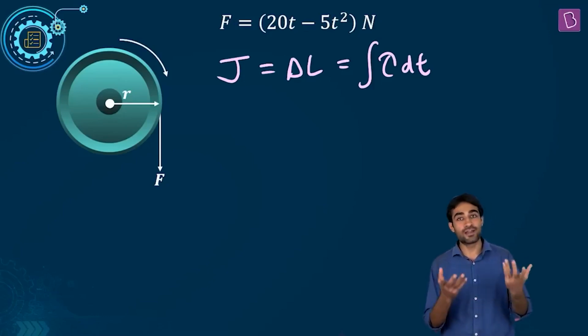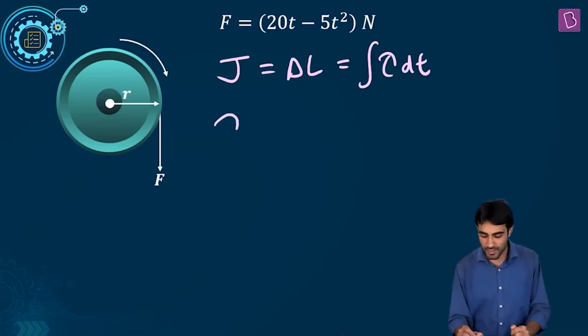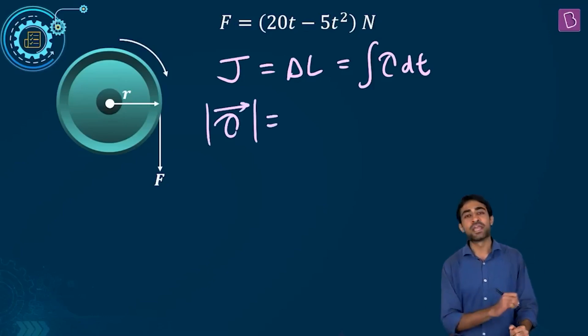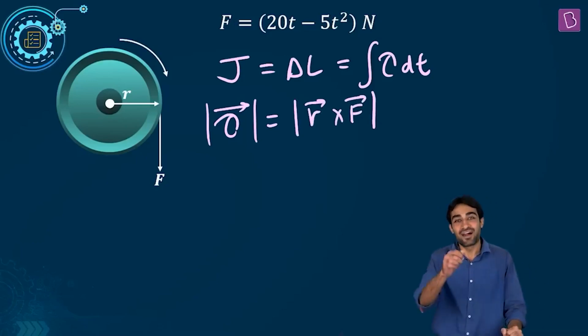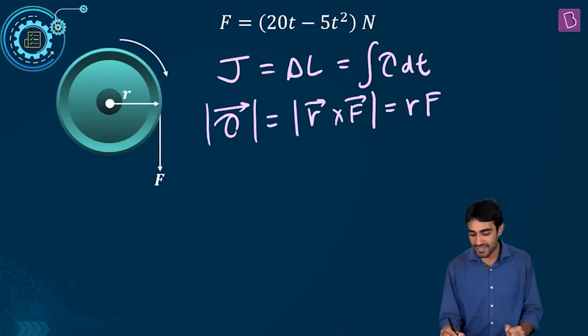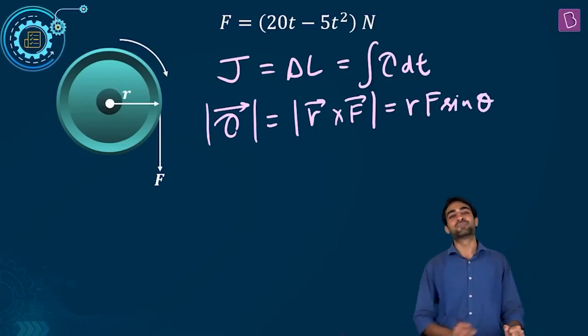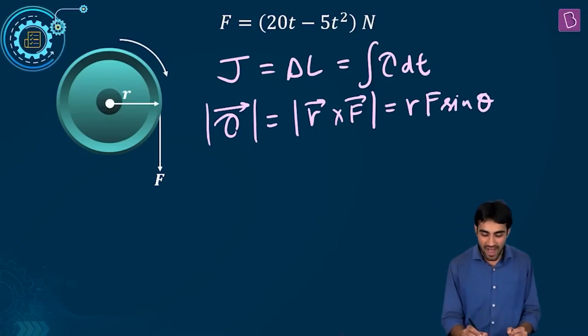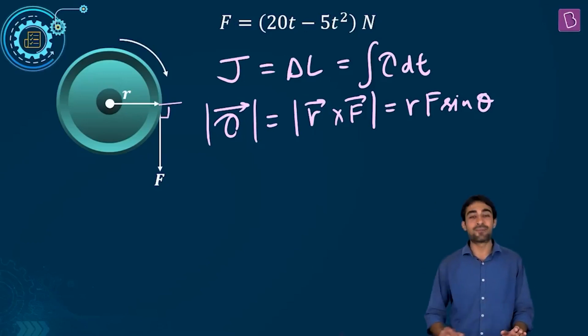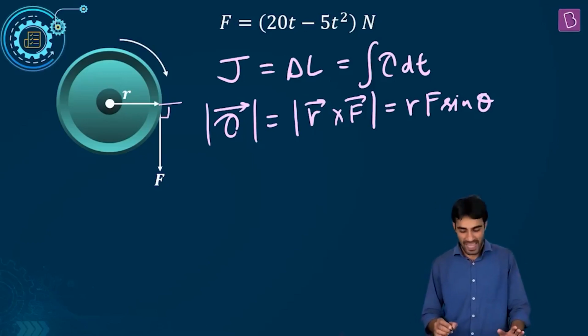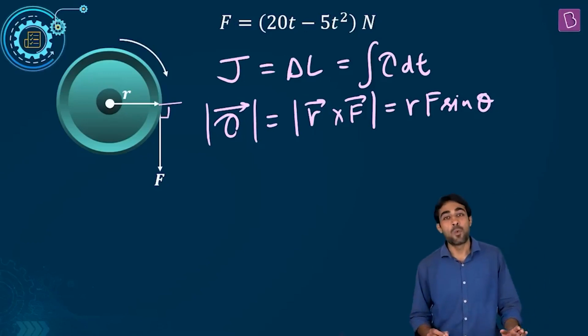But how to find this torque? Well, torque is nothing but R vector cross F vector. Do you remember this formula? Yes, we do. So this is nothing but RF sine of the angle between them. What is the angle between R vector and F vector? As we can see, R and F are perpendicular to each other. So the angle between them is 90. Now, sine of 90 will be 1.